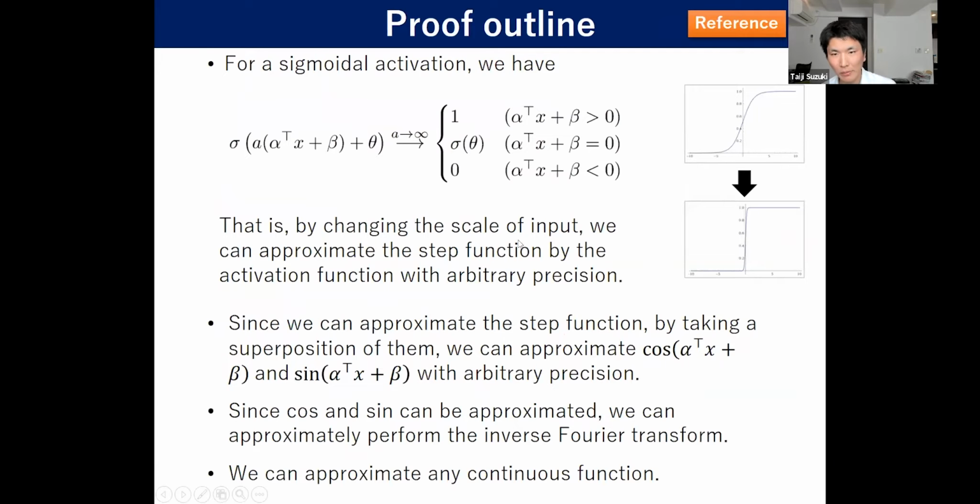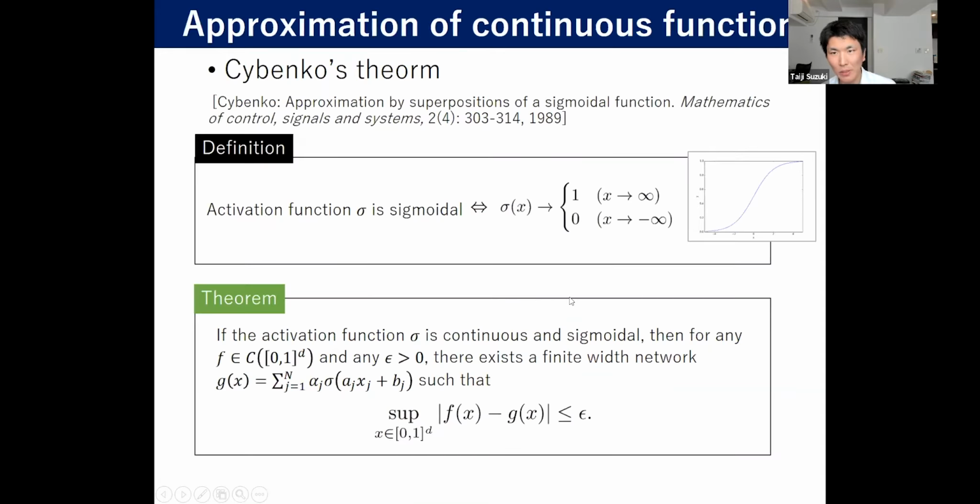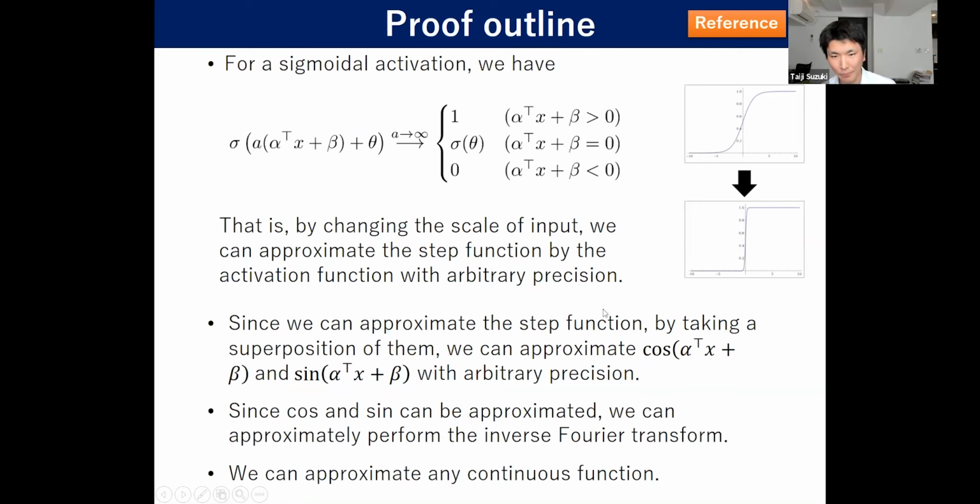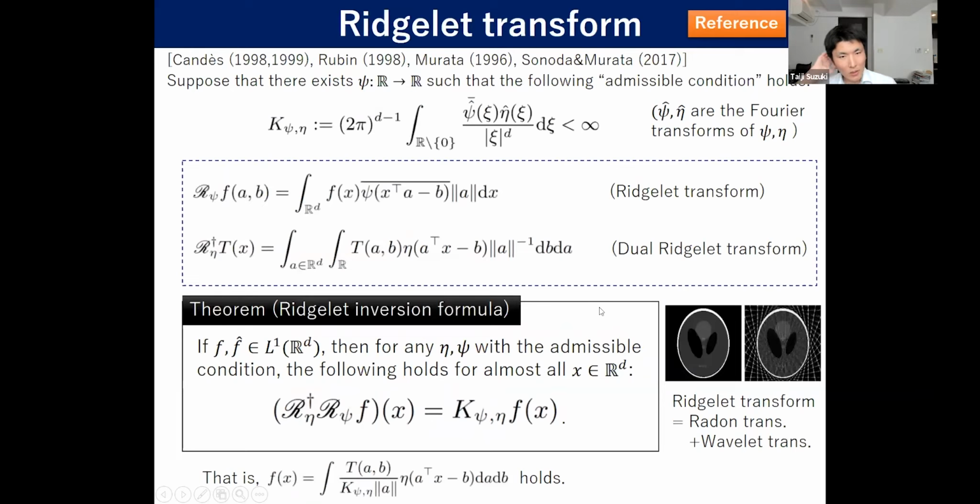Here is a proof outline, but I skipped that detail. If you are interested, please look at this one. As I said, there is also a kind of variant of a Fourier transform behind the neural network. I won't go into much detail about this theorem, but I will briefly explain it.